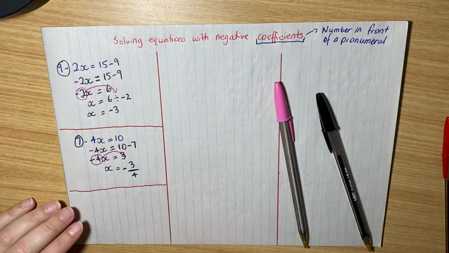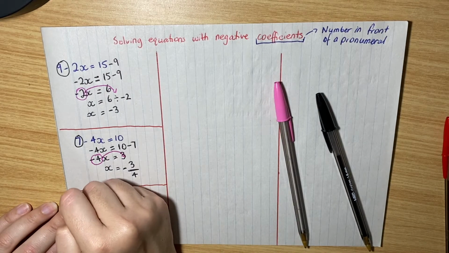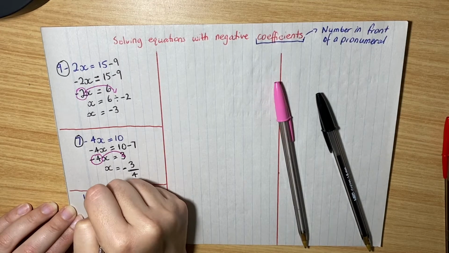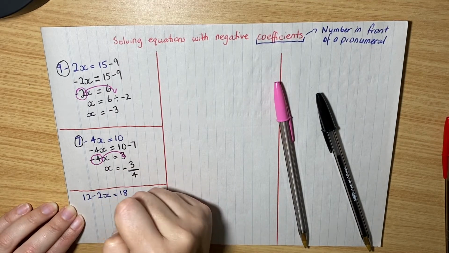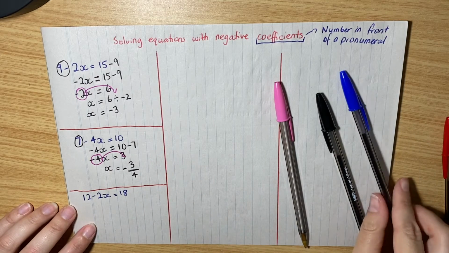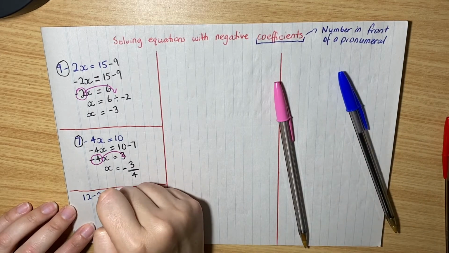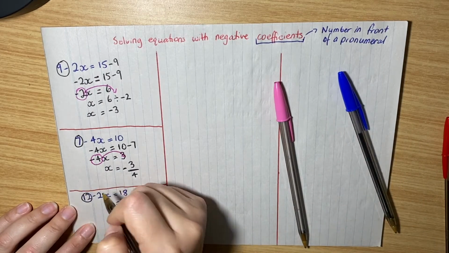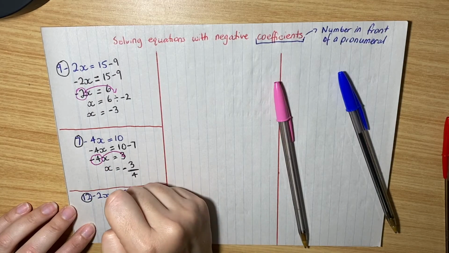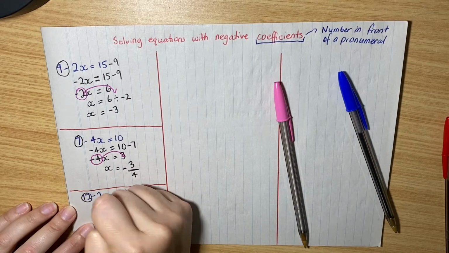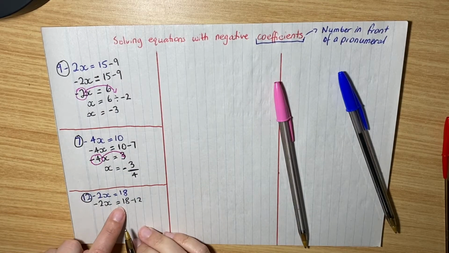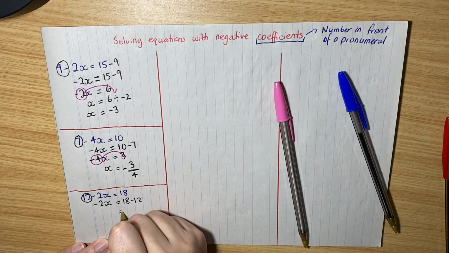So 12 minus 2x equals 18. How would you do this one? Again, follow the same procedure. I'm going to go 18 minus 12 to get rid of the 12 on the left-hand side. So I get minus 2x equals 18 minus 12.